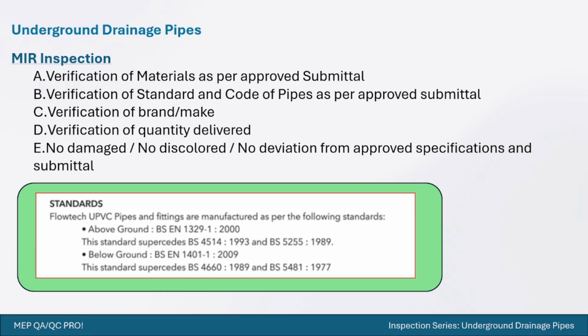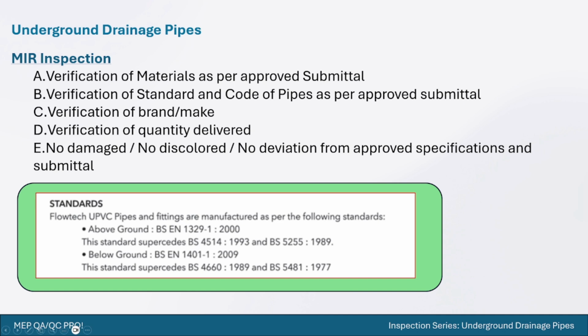Underground drainage pipe, MIR inspection, material inspection. The first thing you have to do is when you get notification from your site team or project team that we have received some material at site which is going to be used for execution and installation. Prior to any installation, you need to ensure that the material arrived at site is approved by your consultant or the client.